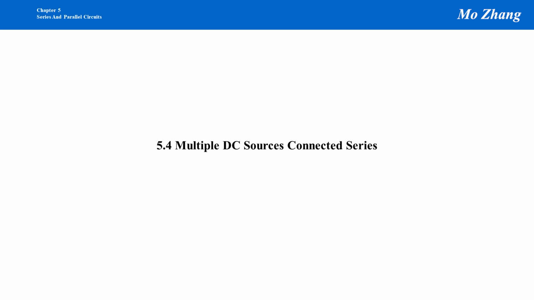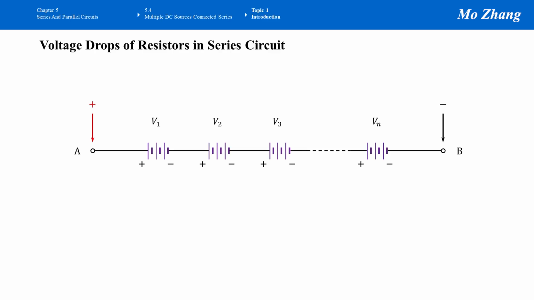Session 5.4. For this session, we talk about multiple DC sources connected in series. As shown here, we have n voltage sources connected in series. They are V1, V2, V3, and all the way to Vn. A key observation here is all these voltage sources are in the same direction, which means the positive terminal for every source is on the left-hand side, and the negative terminal for every source is on the right-hand side.